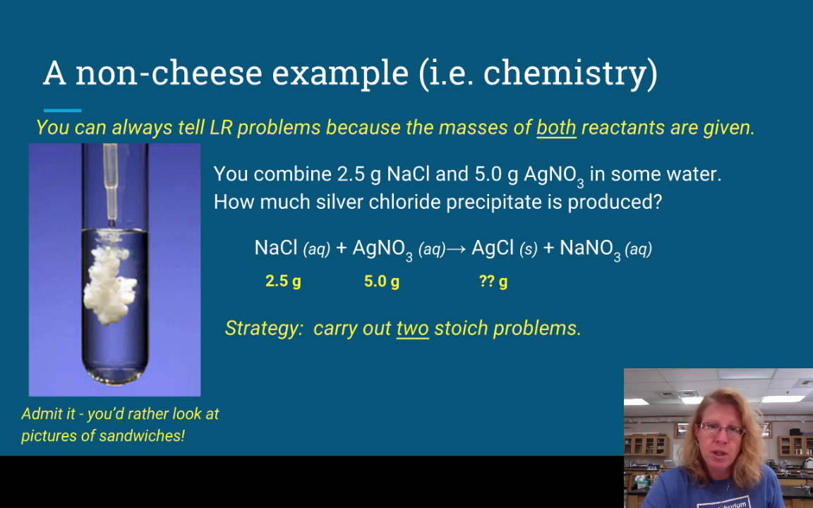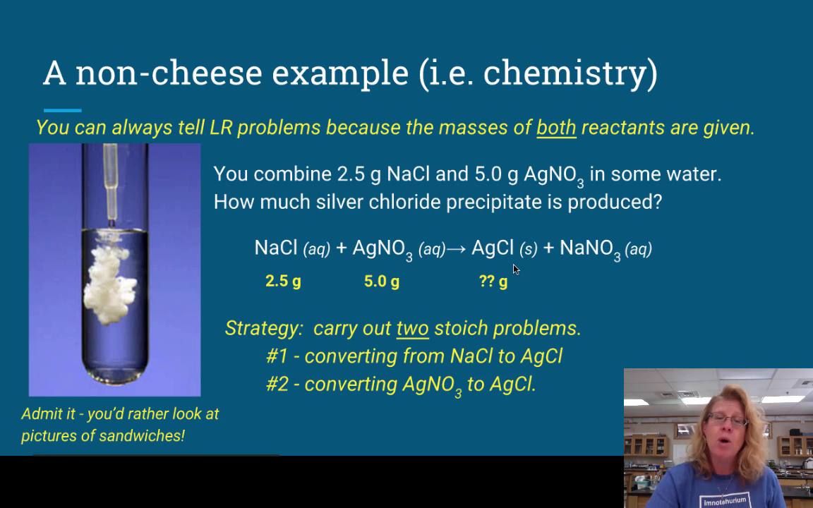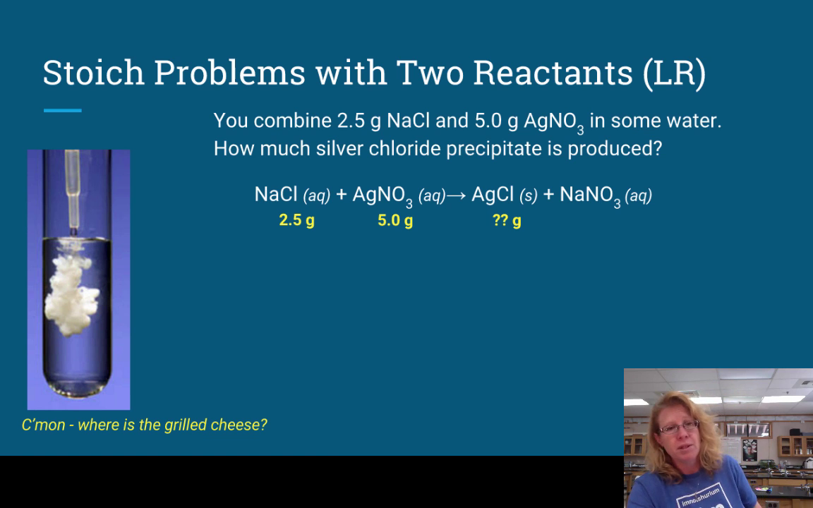So the strategy: you're going to do two stoich problems, one for each reactant, and you have to go to the same product. So I'm going to do one problem where I convert from NaCl to AgCl, and then a second problem, this is our cheese problem, from silver nitrate to AgCl. Like I did before, one went from bread to sandwiches and one went from cheese to sandwiches. Same idea, two separate problems, and then we're going to evaluate our choices based on those. So here's what it looks like.